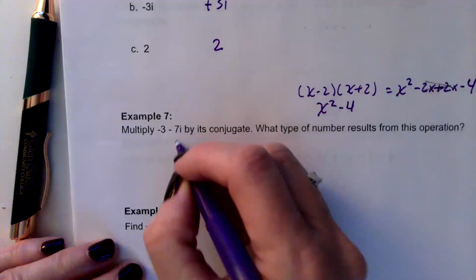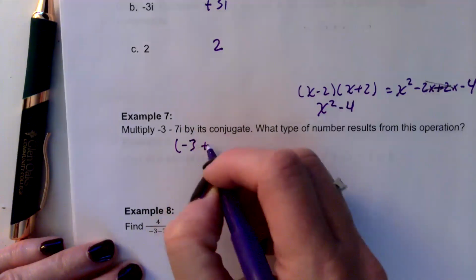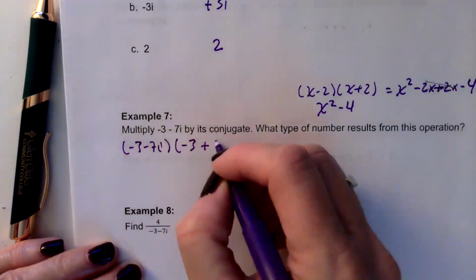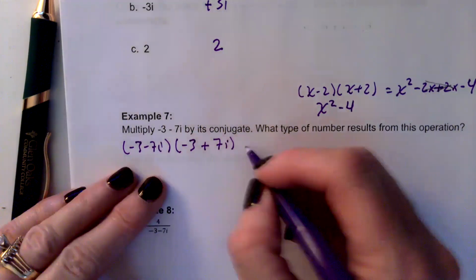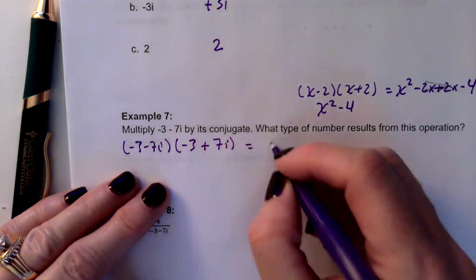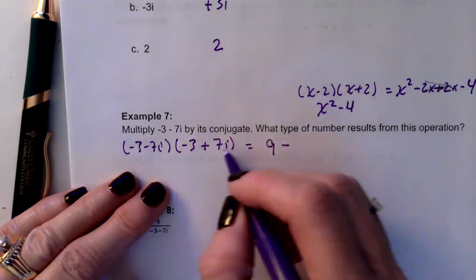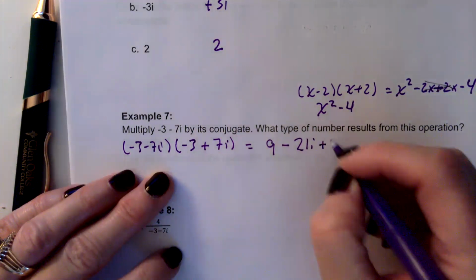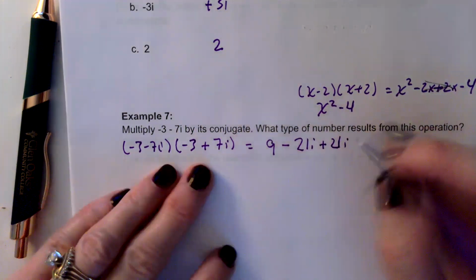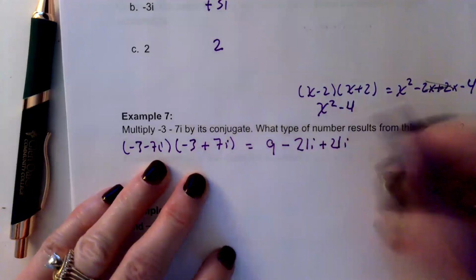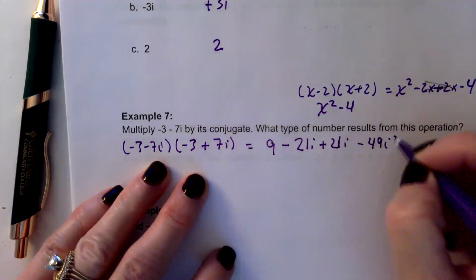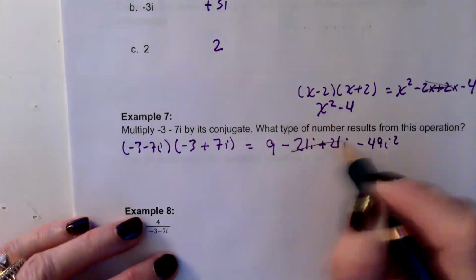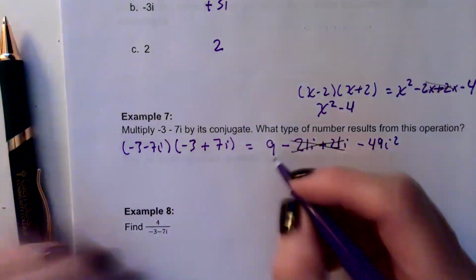So something similar is going to happen here. We have -3 minus 7i times -3 plus 7i. So we'll have -3 times -3 is a positive 9. -3 times a positive 7i is a minus 21i. And then we have a plus 21i. And then our last two terms make a -49i squared. So similar to a regular conjugate, these complex conjugates also cancel out the middle terms.